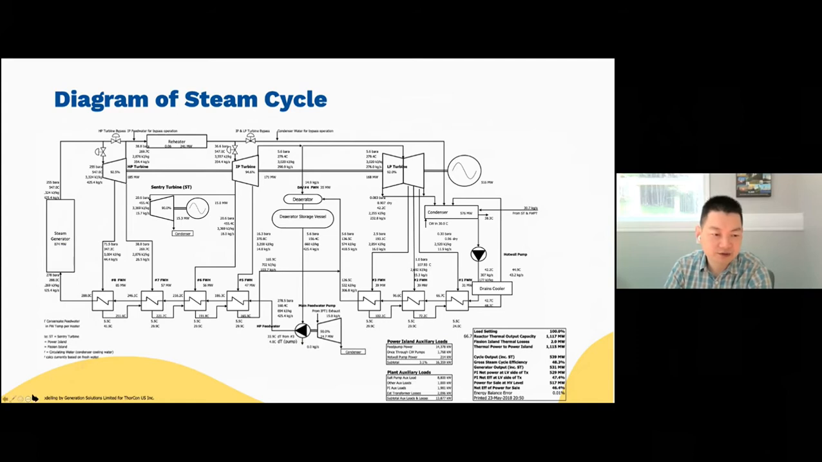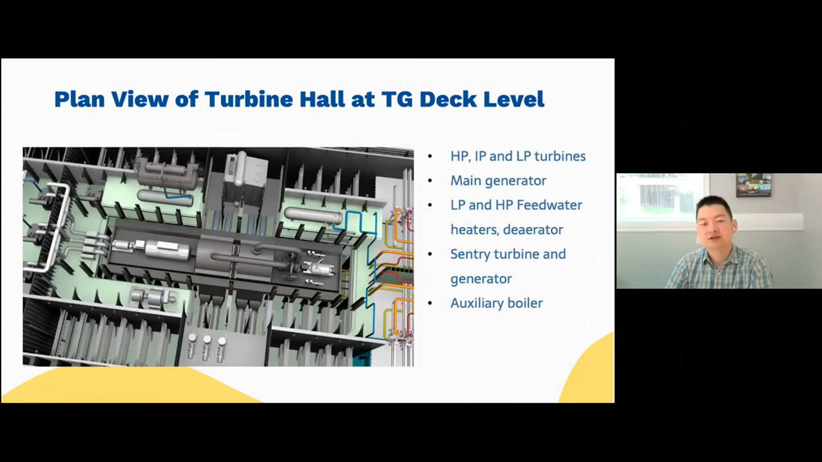Okay, so let's go to each section to take a look. So let's start with the turbine hull, which we have both turbine hull and GIS hull. We start with turbine hull. And we're looking at the TG deck level. Again, I'm using the term deck.